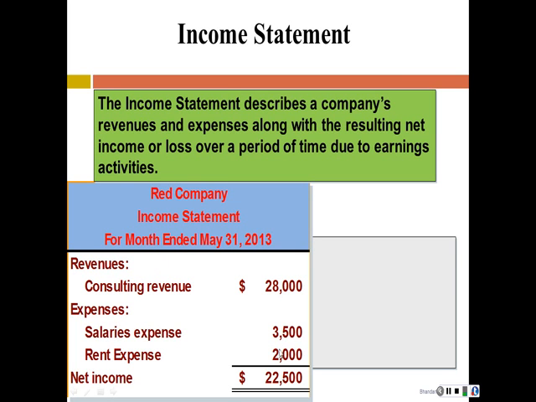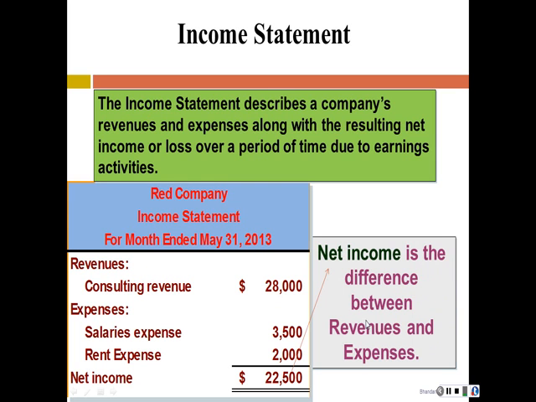In the body of the income statement, we record the revenues and we record the expenses and then the resulting net income or net loss. So if you compare the revenues with the table that we prepared for Red Company in the video that you should have just seen, the total revenues are 28,000 and then our total expenses were 5,500, which resulted in a net income of 22,500. So expenses are deducted from the revenues to arrive at net income or net loss.